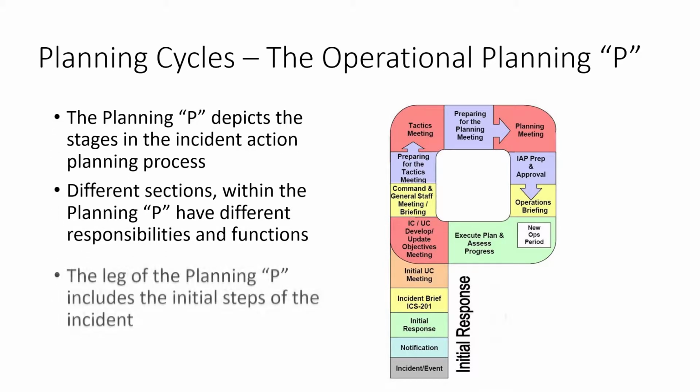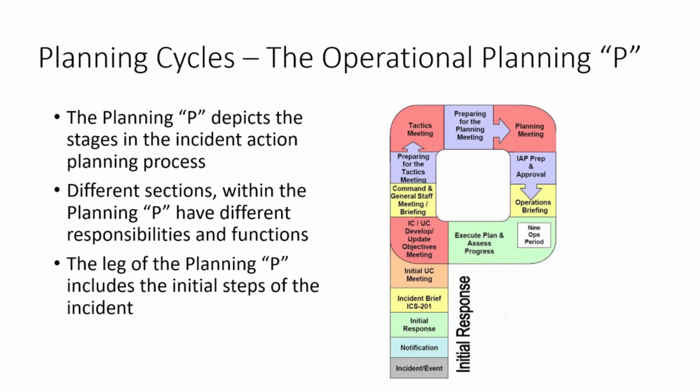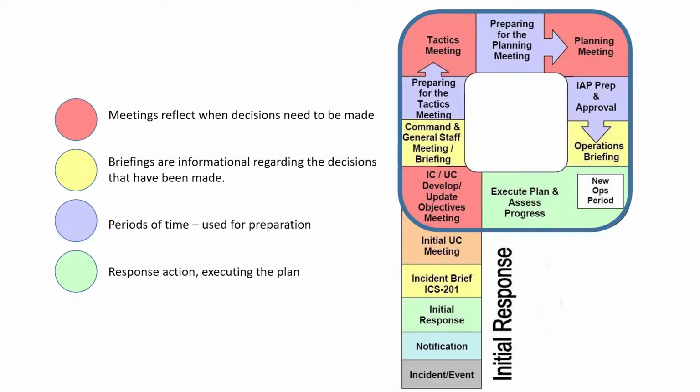The Planning P, as seen here, is a structure that allows us to slow down and be deliberate about our decision making during an event. The process, through a series of meetings, briefings, and periods of time, reinforces a strategic management model of management by objective. The practice of management by objective is that leadership sets the overall objectives and the staff develops solutions or tactics to address those objectives or problems.